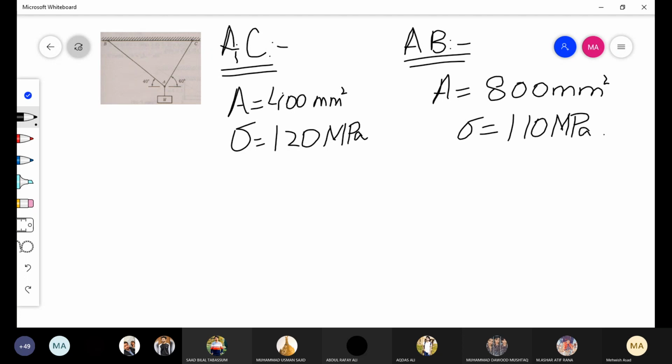We need to find out the value of weight. How much weight can be easily and safely applied to the structure without the failure. Means आपकी जो strength है, जो load carrying capacities है, उसके according आपने weight calculate करना.